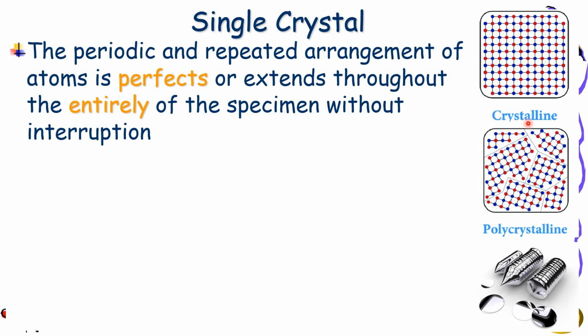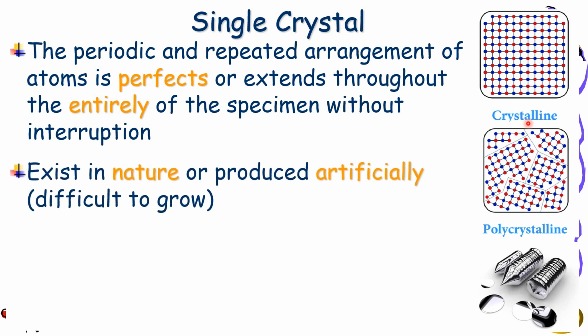Okay, so this is called single crystal. Is it in nature or produced artificially? In nature, what we call this is diamond, right? One of the cases is diamond. It's perfect. Okay, you can make it artificially. This is a single wafer, a high purity single crystal, and this is made artificially.